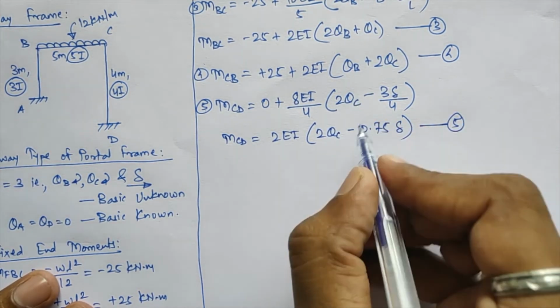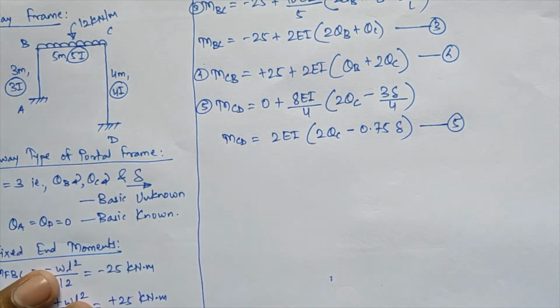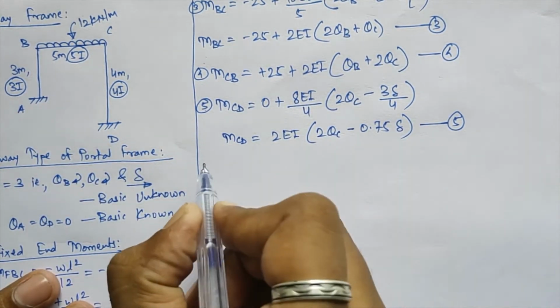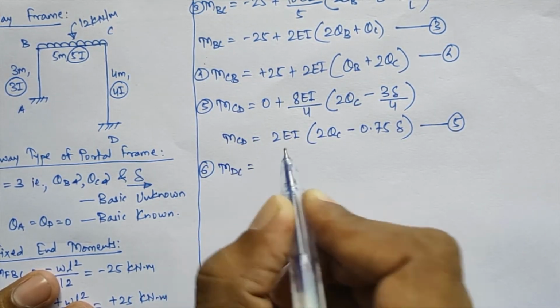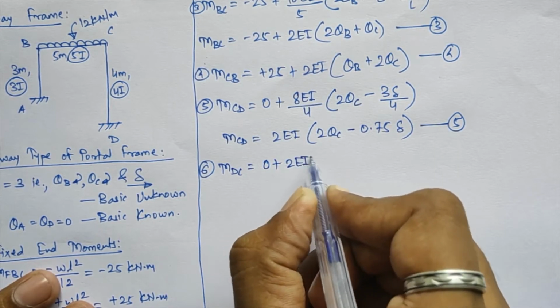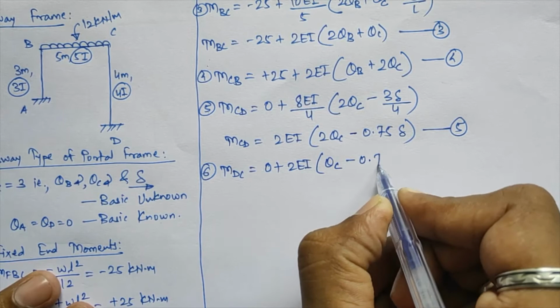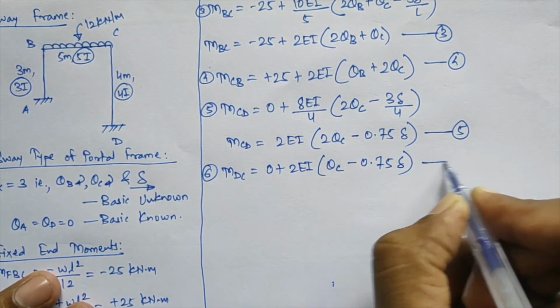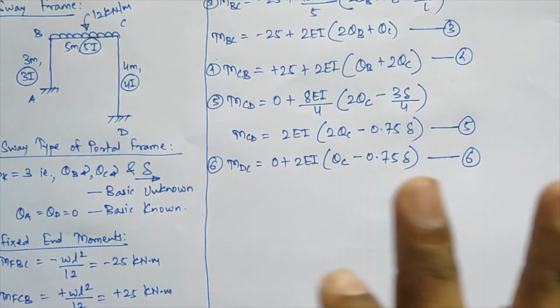Okay, you have to now use the concept of delta for this, whatever we have taken for your sway coefficients over there. Then next equation, that is MDC. Again MFDC is 0 plus 2EI upon L, I'll get as 2EI into bracket theta C minus 0.75 of delta. This will be my equation number 6. So I'm getting 6 total slope deflection equations for 3 members over there.